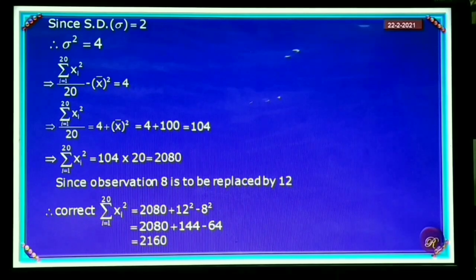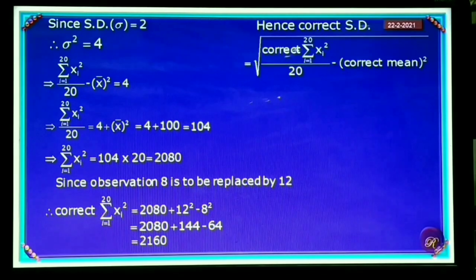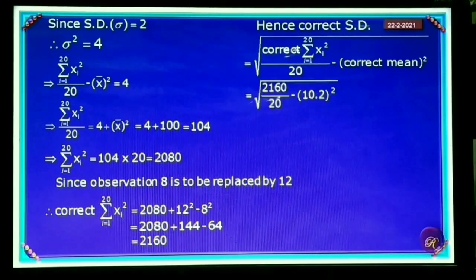2160. Hence, correct standard deviation is equal to square root of correct summation of xi square divided by 20 minus square of correct mean, is equal to square root of 2160 divided by 20 minus 10.2 whole square, is equal to square root of 108 minus 104.04, is equal to square root of 3.96.